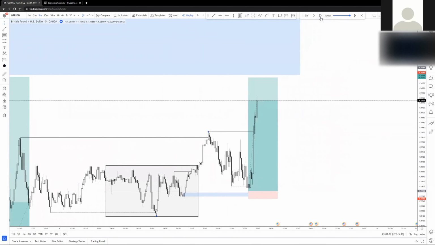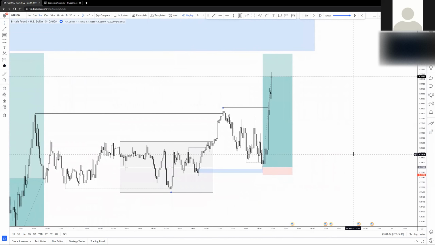That one, we could say is able to be used if we see that setup on the lower time frame, let's say M2, M3, M5. Yes, no problem with that. You could use it.